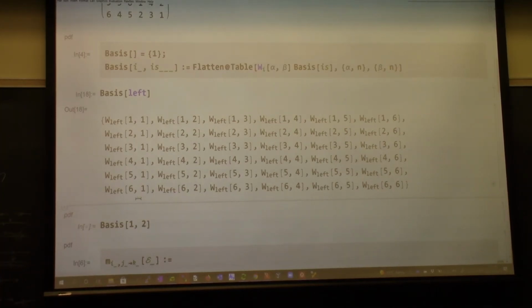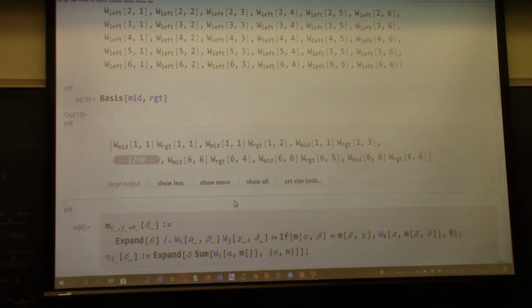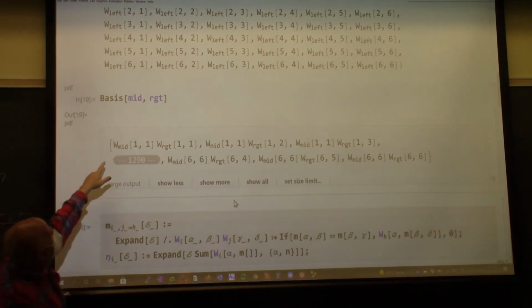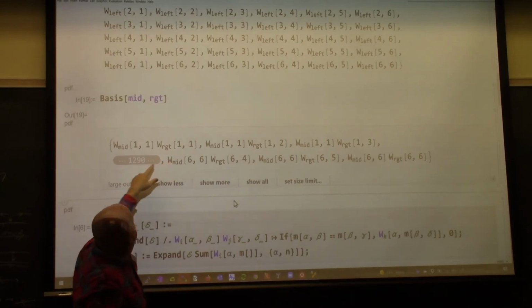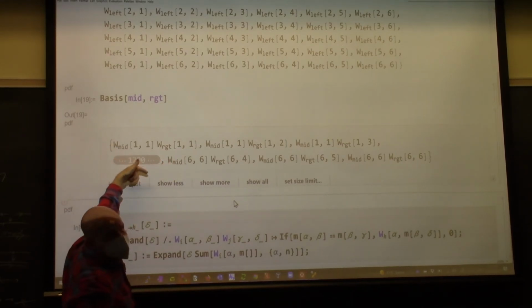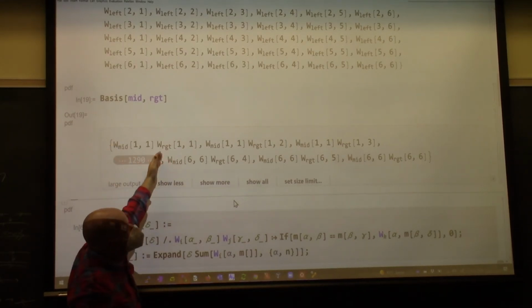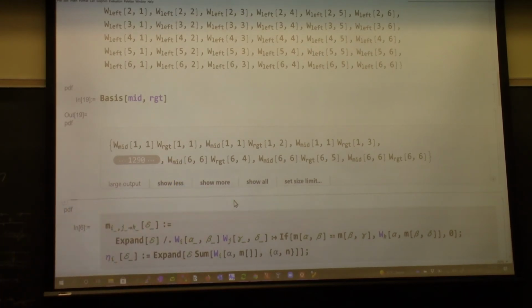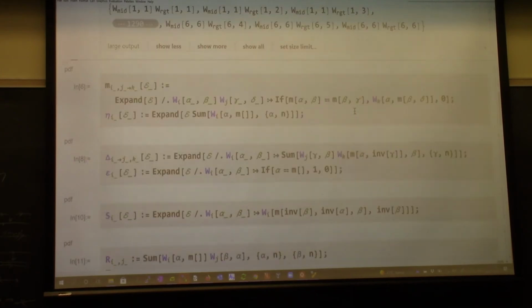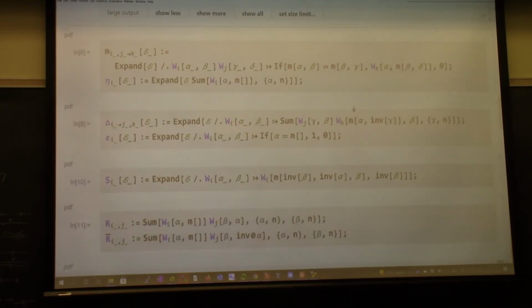W sub left with alpha equals 5 and beta equals 2, and so on. And then likewise, if I have middle and right, then the basis will be products like W middle, alpha is 1, beta is 1. Well, except the basis is very long, so much of it is suppressed, but many, many such products. And after doing this, this is the core of the program.